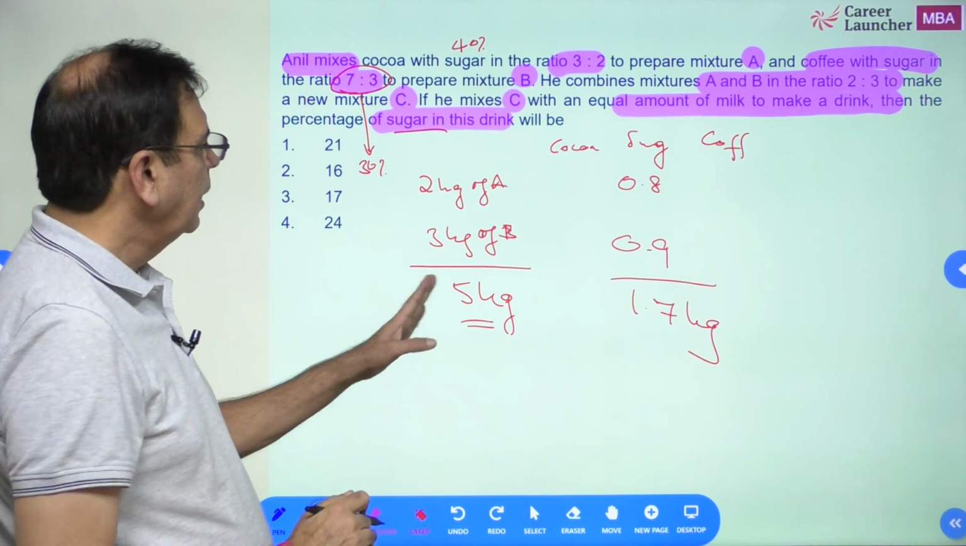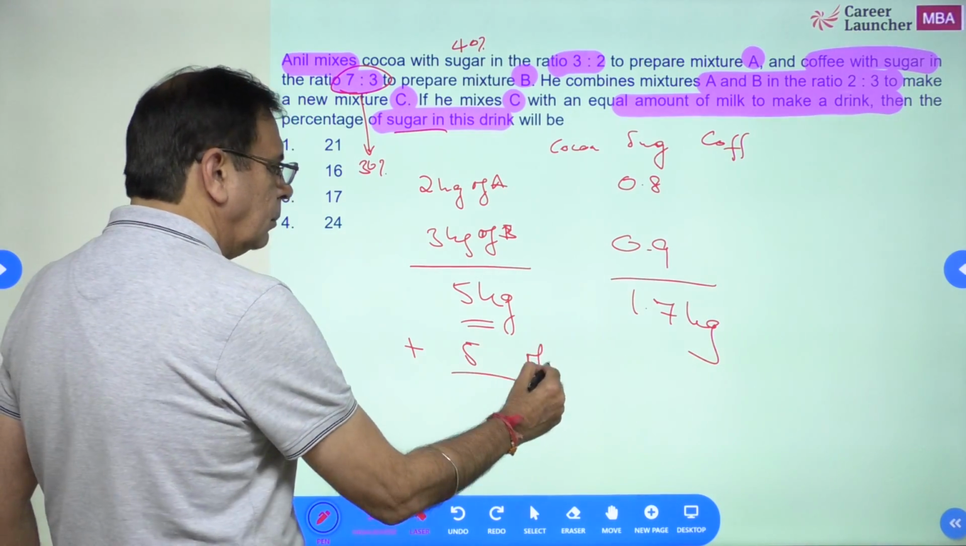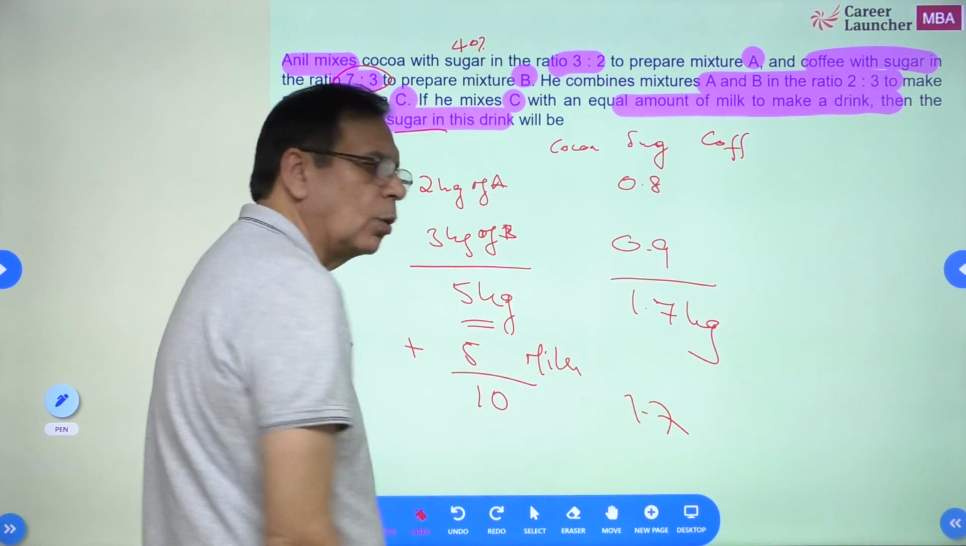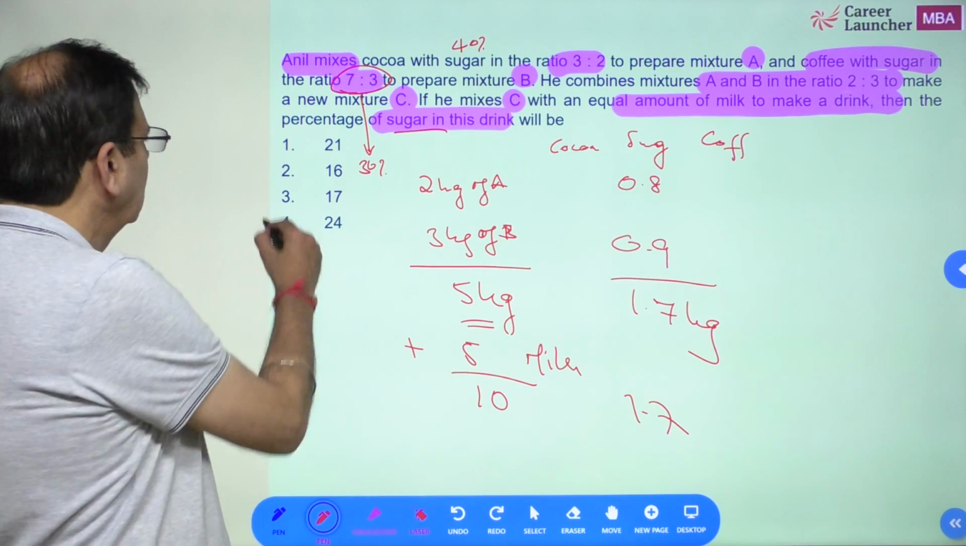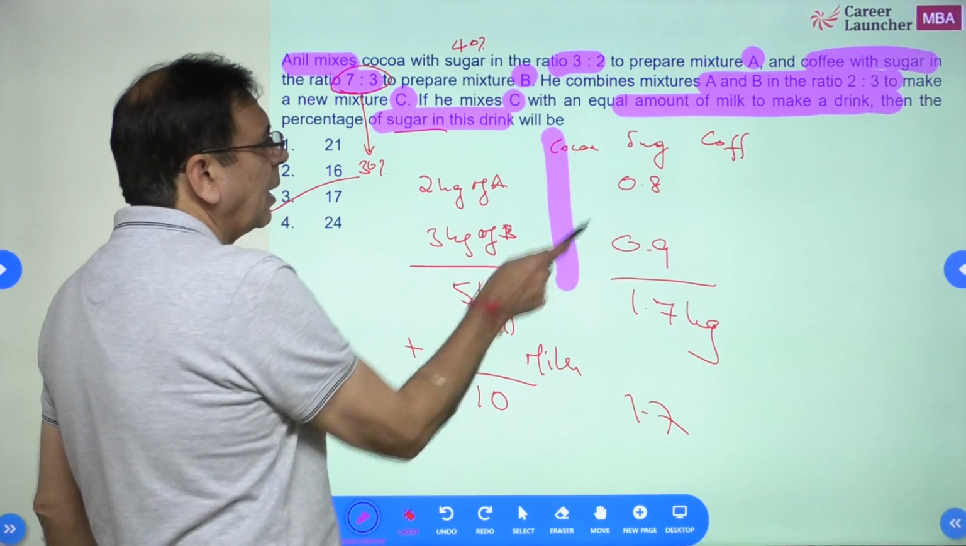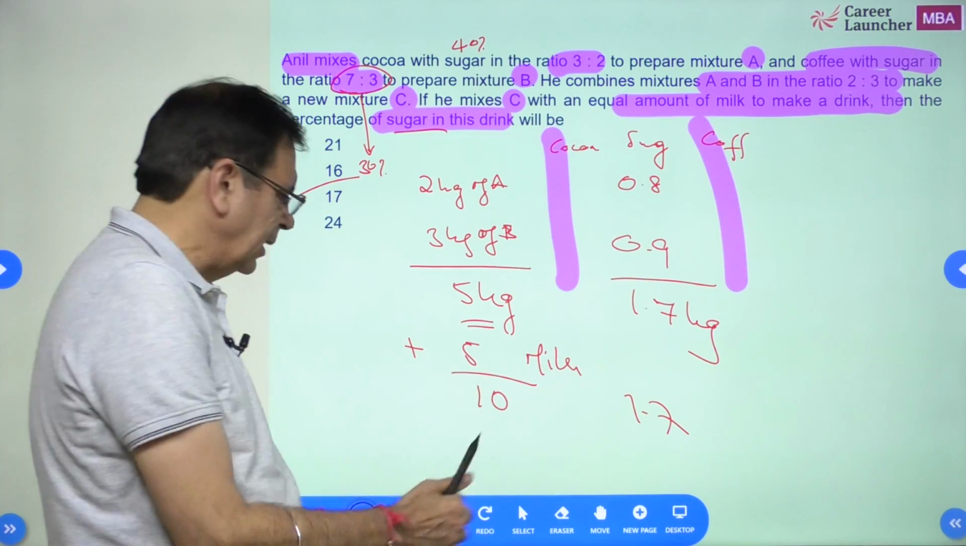अब इसने क्या किया? इस 5 किलो मिक्सचर में he adds 5 liters of milk. So what does it become? 10 kg and 1.7 kg. So what is percentage sugar? 17%. Choice 3. इस सवाल में लोग बेकार का टाइम बर्बाद करते हैं by finding out cocoa and coffee है. जब पूछा नहीं तो क्यों बेकार में उसको लेके चलोगे? Leave it. Let's go further.